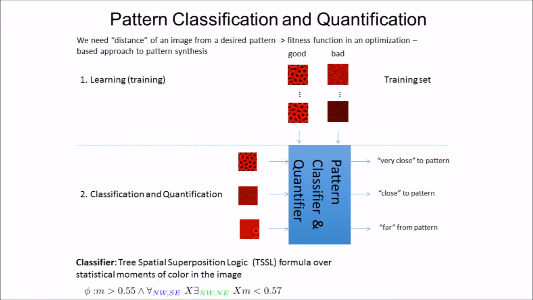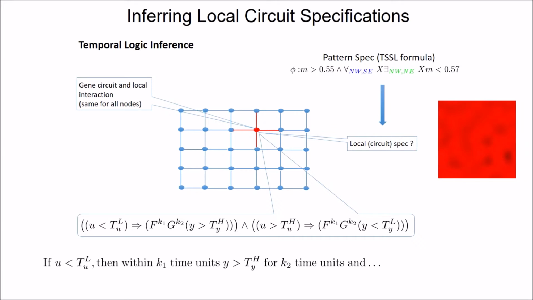The pattern classifiers are learned as formulas in a novel logic called tree spatial superposition logic. The main advantage of this approach is that given a learned classifier and an image, we can quantify how far the image is from desired patterns, and this distance can be used to map a pattern synthesis problem to an optimization problem. Given a pattern specifier, the next step is to synthesize individual gene circuits and corresponding local interactions leading to the formation of desired global patterns.